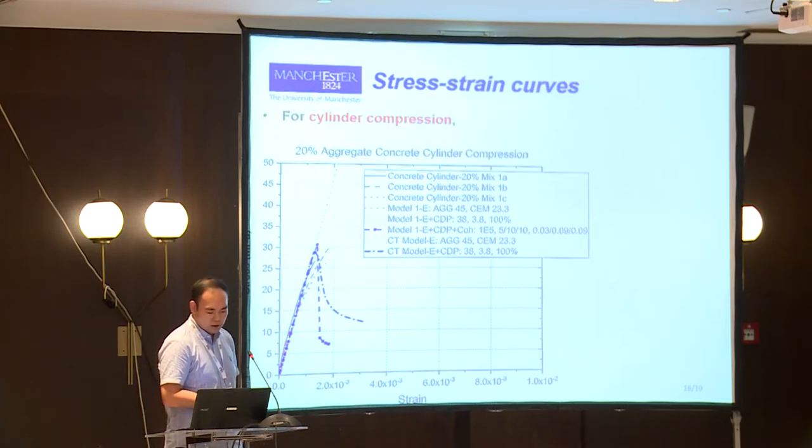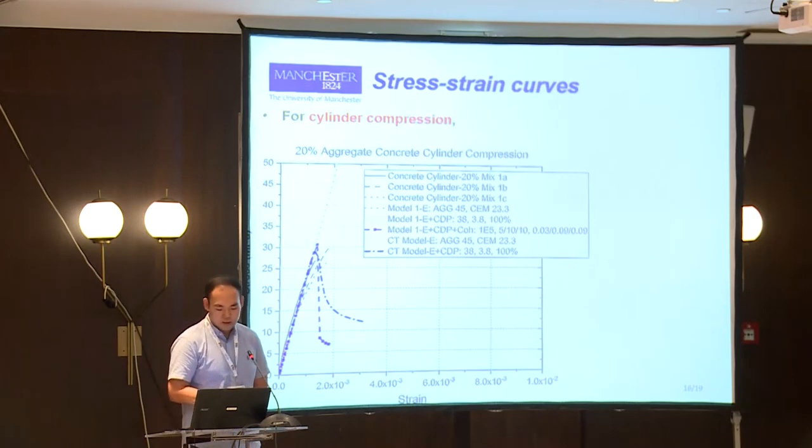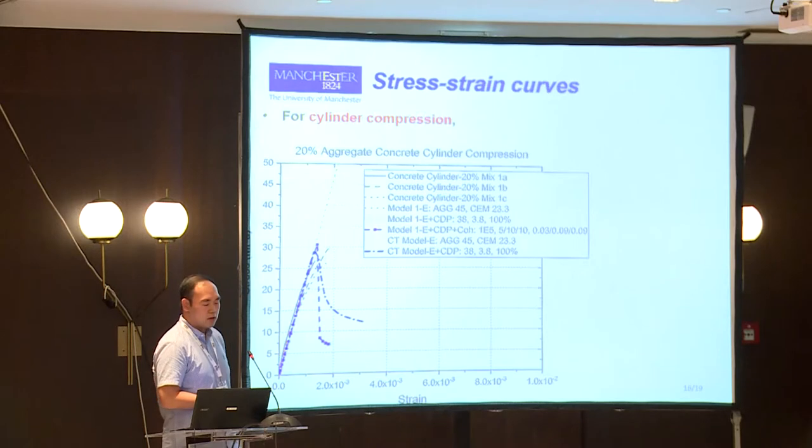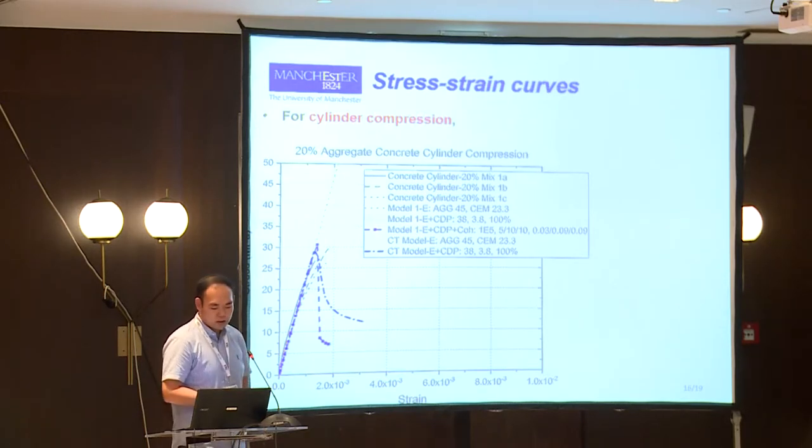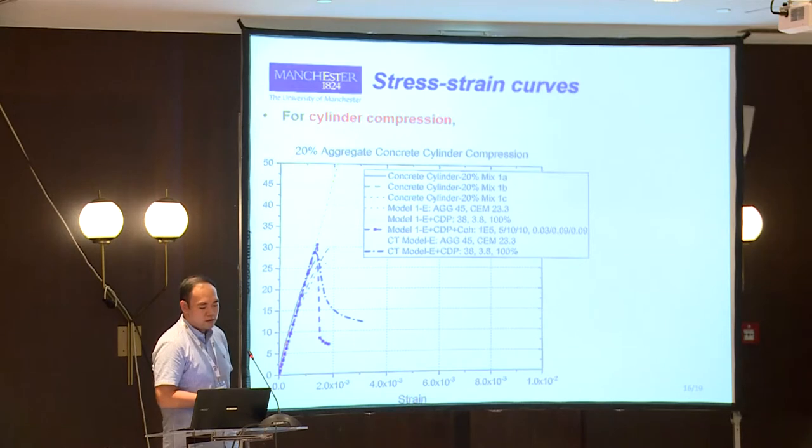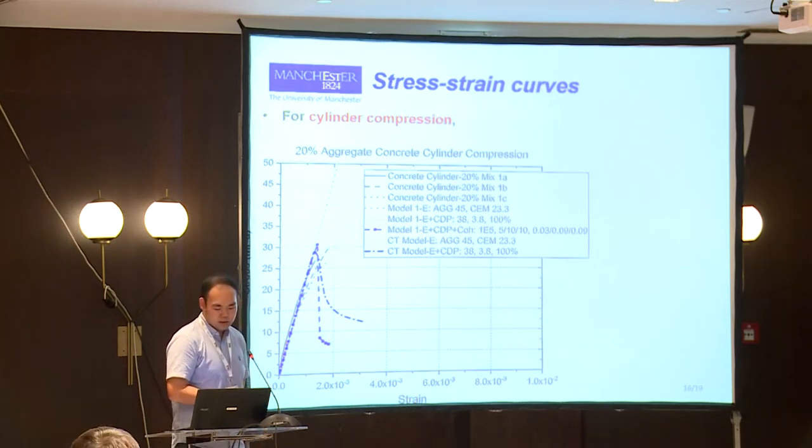And the model with 20% aggregate. The model with cohesive elements is completed, and you can see the stress-strain curve is similar to the model without ITZ. This is because different cohesive parameters can lead to different softening curves. Further, if you look at the crack patterns, they are very different, and I'll show that in the next slides.